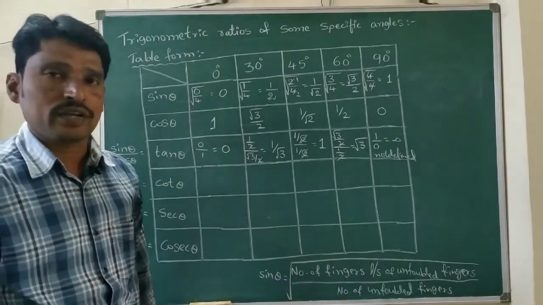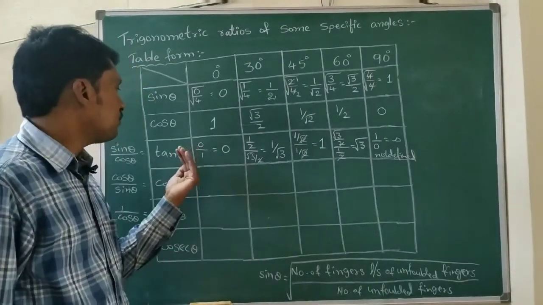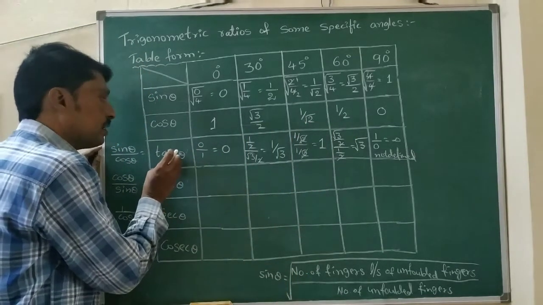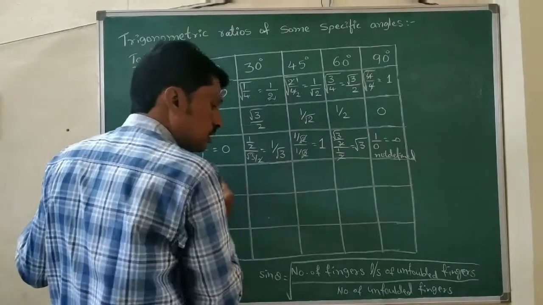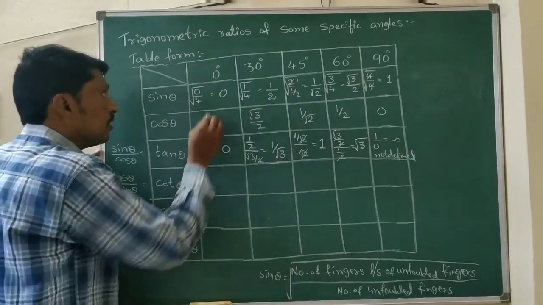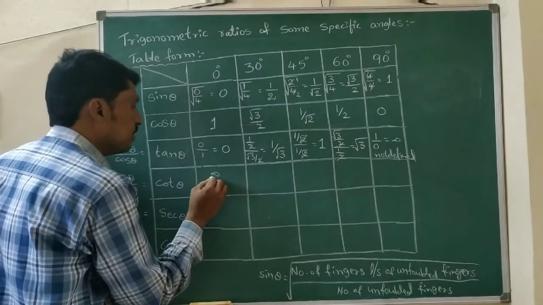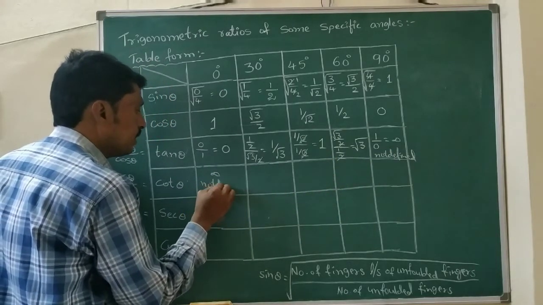Next, cot. How do we get the cot values? They are the opposite of tan. We need to take the tan values in reverse order. So what do we get here? Cot 0, we are getting infinity. Infinity means that it is not defined.